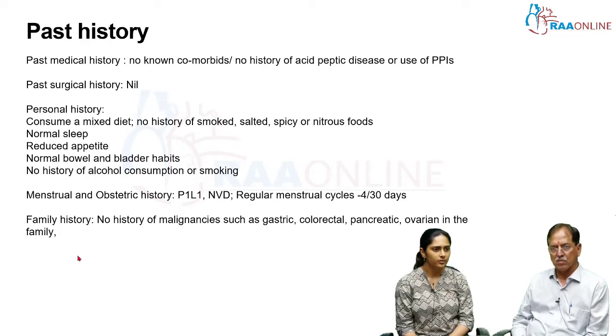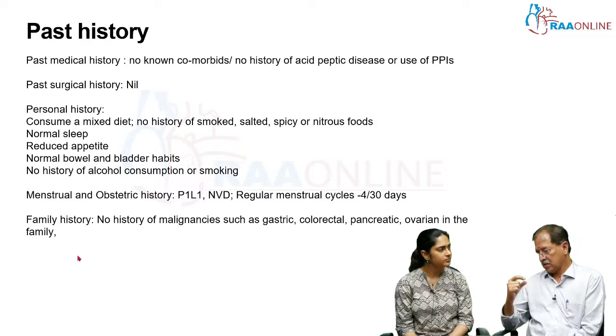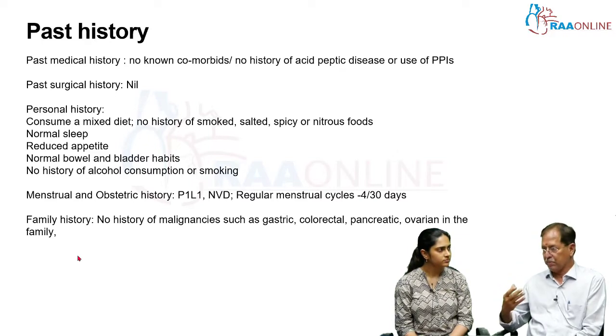Sir, chronic acid peptic disease can present with ulcers, sir. Very good. So one is gastric ulcer, right? Gastric ulcer can turn malignant. Intractable ulcers which are not responding to your H2 blockers or a PPI can turn into a malignancy. That's called the ulcer cancer theory.